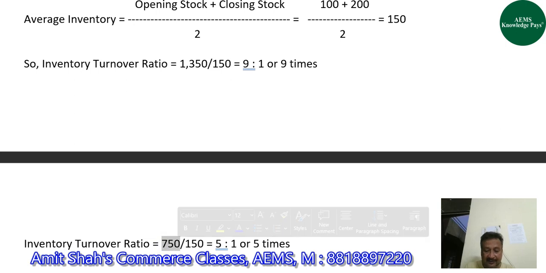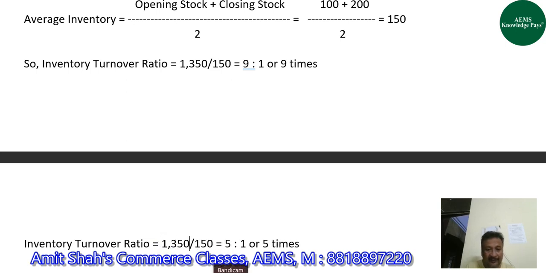Or if it is like this, 1350 and 75, then this would be how much? 18 is to 1 or 18 times. Which company is good, guys? B. Because they both have the same sales at cost, that is cost of goods sold or cost of revenue from operations. But company B maintains lesser stock than company A. It means even after maintaining lesser stock, company B is able to sell as much as company A is selling.